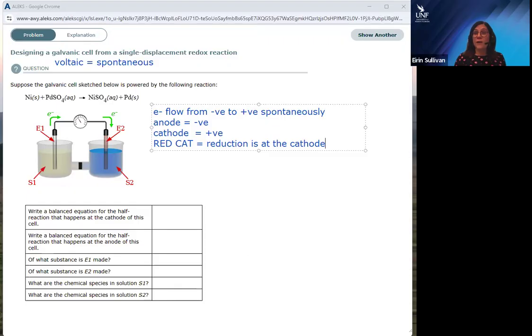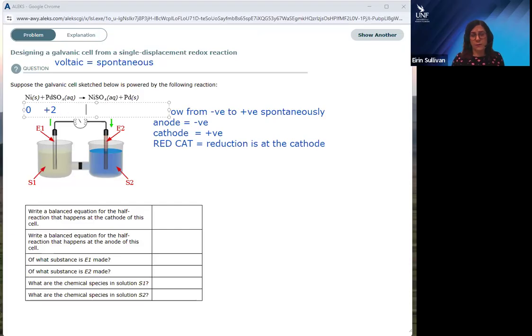If you know all these things, then you should be able to label one of these voltaic or galvanic cells correctly. All right, so bearing this in mind, let's look at our actual redox reaction. We have nickel, so that's going to be an oxidation state of 0. And then we have palladium sulfate. We should know by now that the sulfate ion is SO4 2 minus, so that's going to make it palladium plus 2.